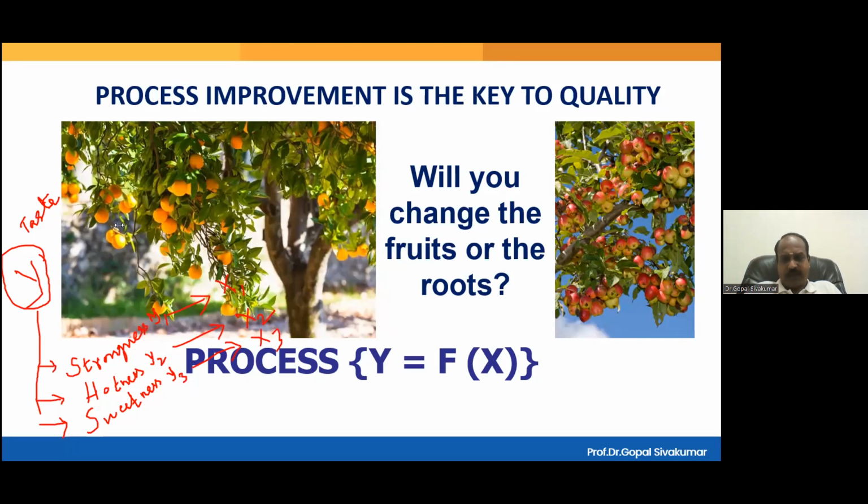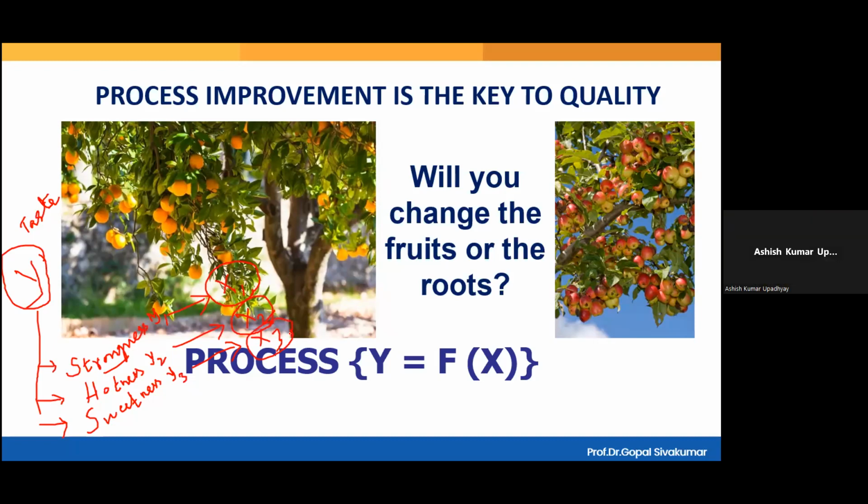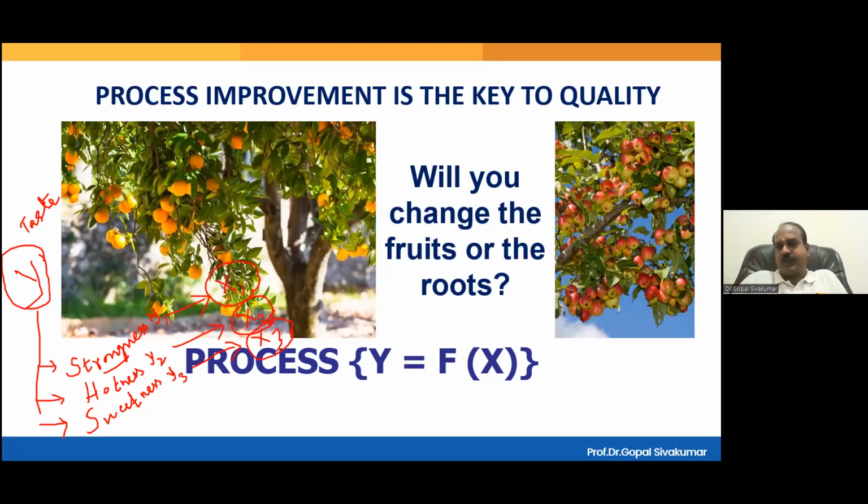All right. Any problem with the strongness, you will immediately optimize X1. What is X1? Amount of coffee powder. Any problem with hotness, you immediately adjust the temperature. Any problem with the sweetness, you immediately adjust the amount of sugar. And when I optimize the sugar, sweetness will get optimized. This is called problem solving.